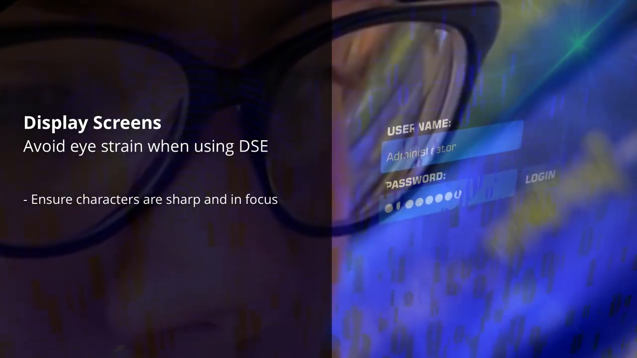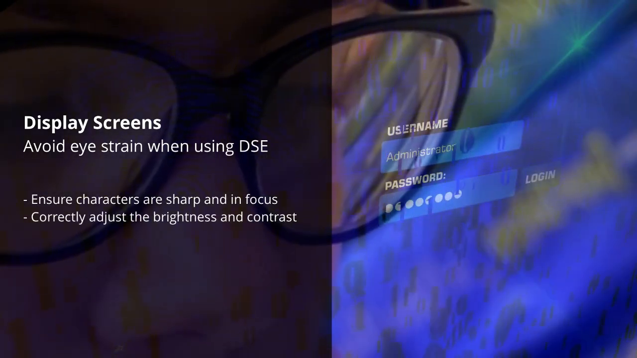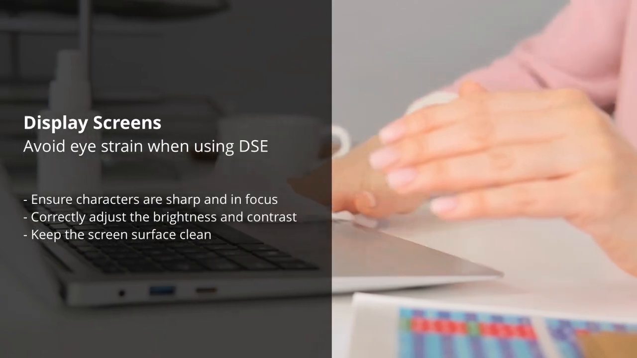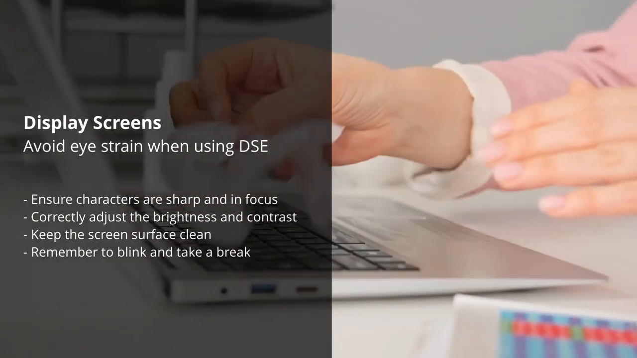Ensure characters are sharp and in focus. Adjust the brightness and contrast to the correct levels. Keep the screen surface clean. Remember to blink and take a break.